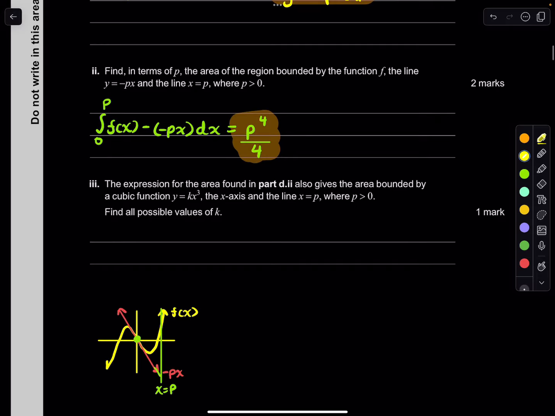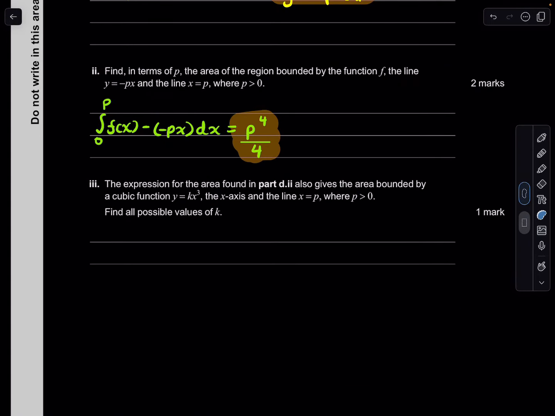All right. The expression for the area found in part d-ii, so this one here, also gives the area bounded by this cubic function. So y equals k times x to the power 3. So it's just a cubic function where k is just like a constant. The x-axis and the line x equals p, where p is always greater than 0. Find all possible values of k. All right. So let's have a try at this. Let's delete this.